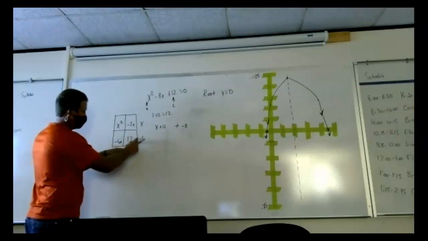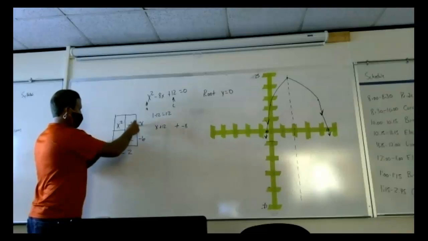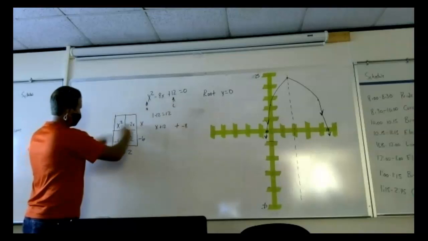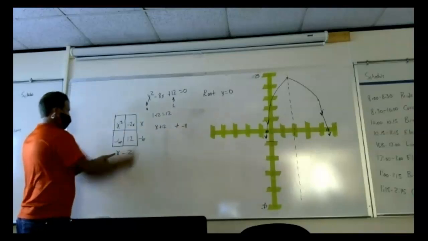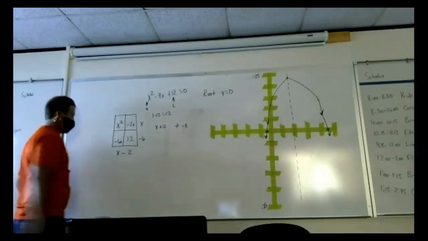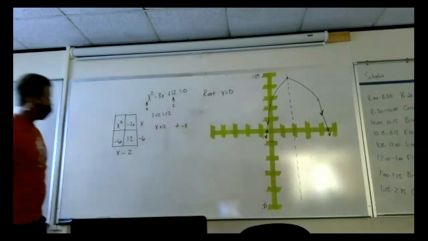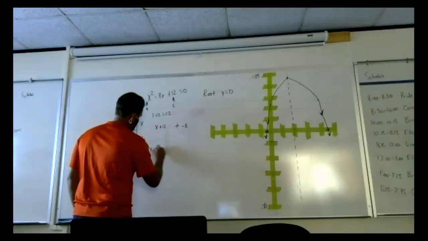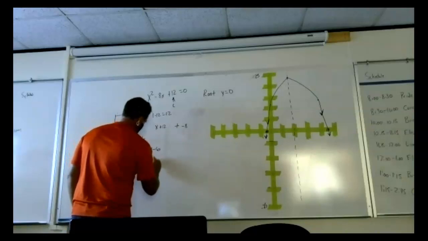So negative 2 times negative 6 is 12. Good there. Negative 2 times x is a negative 2x, so I'm good there. X times x gives me x squared. X times a negative 6 gives me negative 6x. So I've passed my box test, and my binomials are x minus 6 and x minus 2.